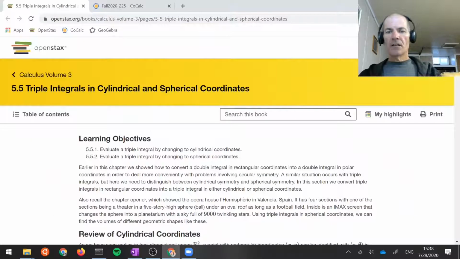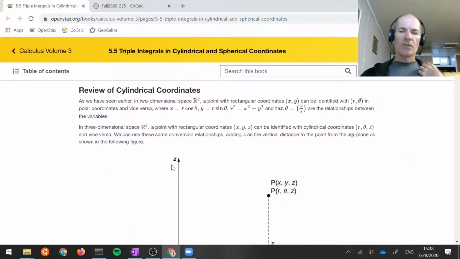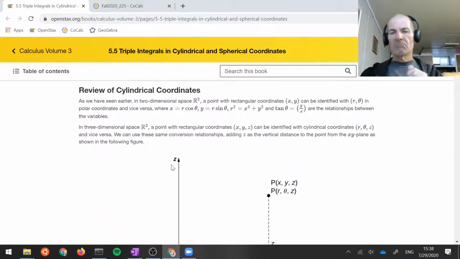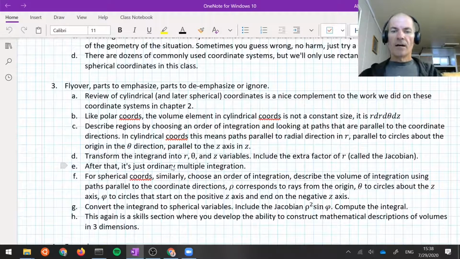This section does reviews of both cylindrical and spherical coordinates. This is convenient. It makes it so that you don't have to go back to chapter 2 to review that material. And I think it's probably a good idea for everybody to really look over these two ideas again, the cylindrical and spherical coordinate systems. The big takeaway here, or one of the two big things. Number one, we need to be able to describe regions of integration in these different coordinate systems. And number two, we need to understand this extra factor.